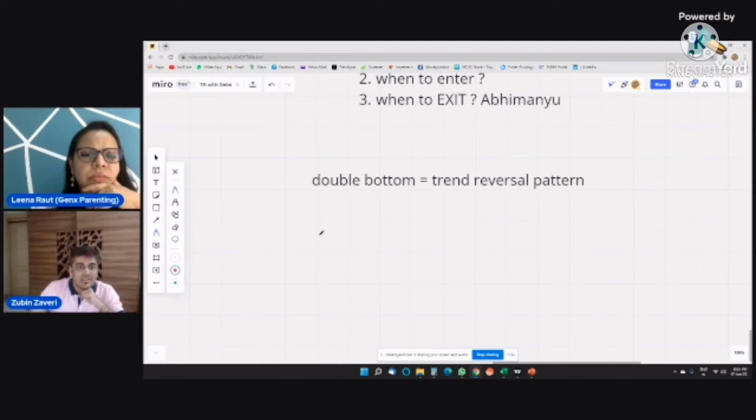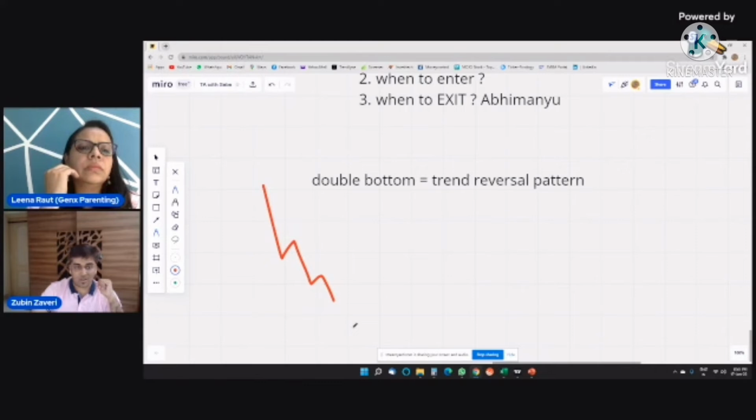Okay, so now let's say this is a double bottom. The first thing that we want is a downward trend. The trend should be down. A downtrend is nothing but a series of lower lows. If you compare these two lows, the second low is lower than the previous one. This is a top, and this top is lower than the previous one. So there is a series of lower tops and lower bottoms.